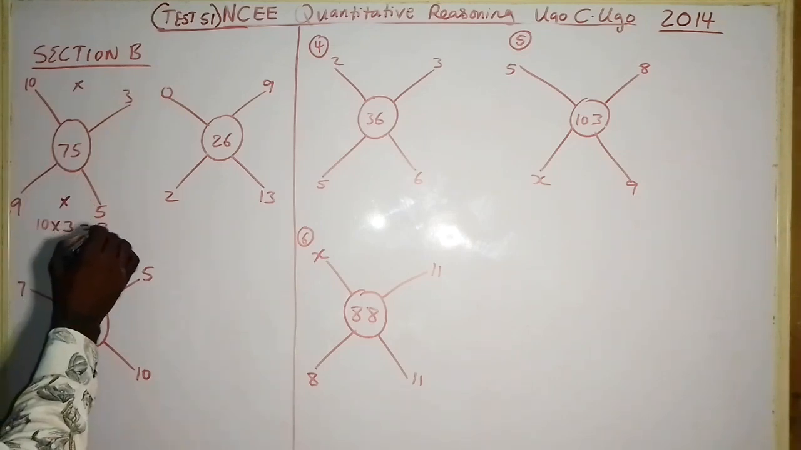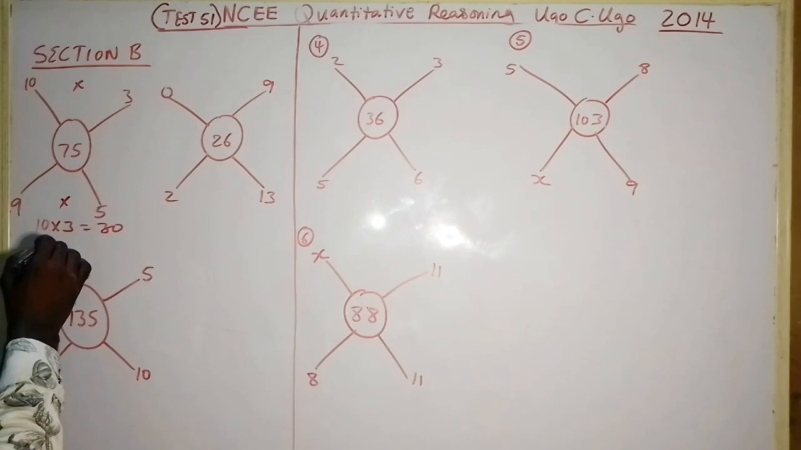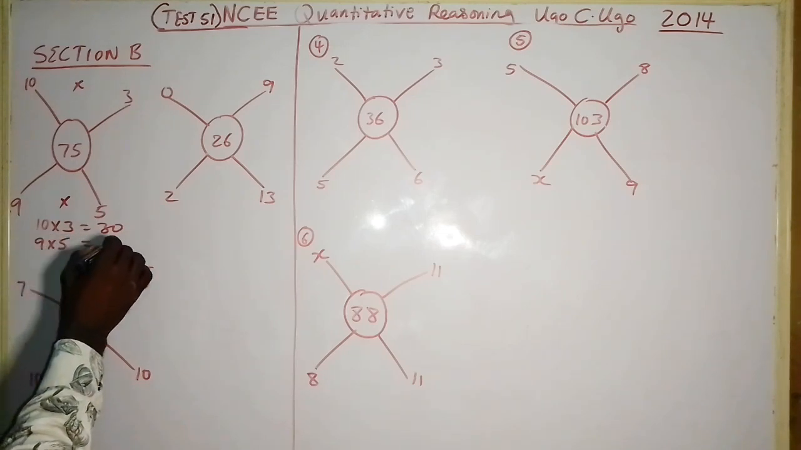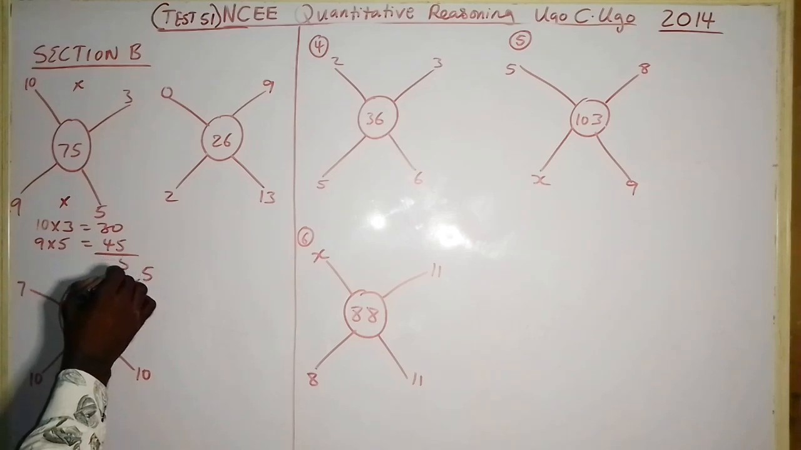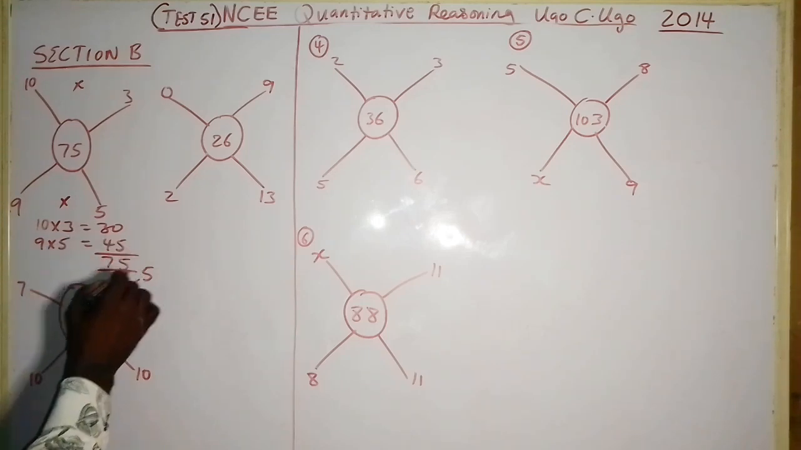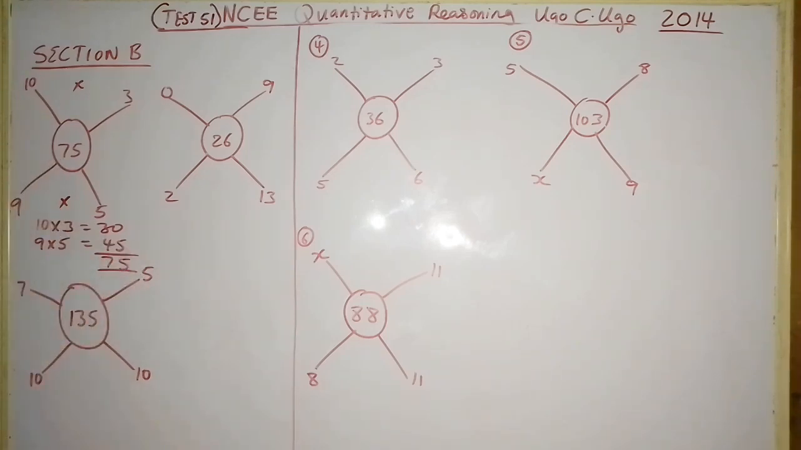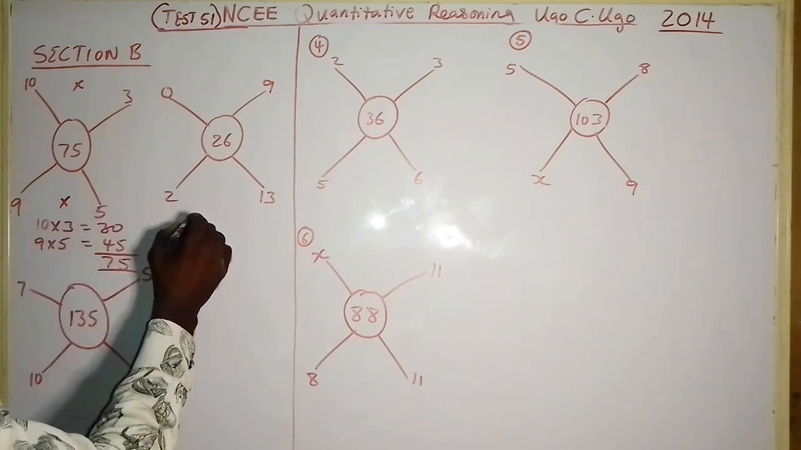So 10 times 3 is going to give us 30. And 9 times 5 is going to give us 45. Everything, let's sum it up. This is going to give us 75. So that's how we got our 75. Let's give it a try for this also.